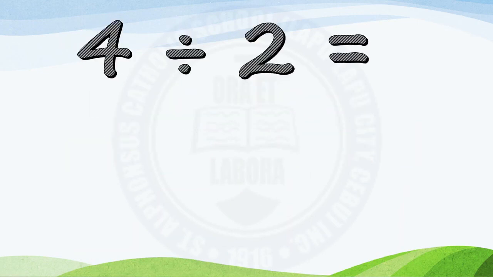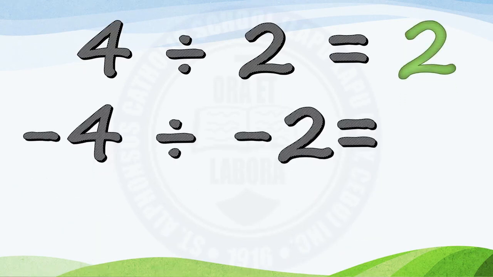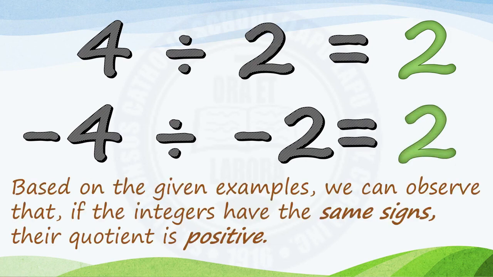4 divided by 2 is equal to 2. Negative 4 divided by negative 2 is equal to positive 2. Based on the given examples, we can observe that if the integers have the same signs, their quotient is positive.